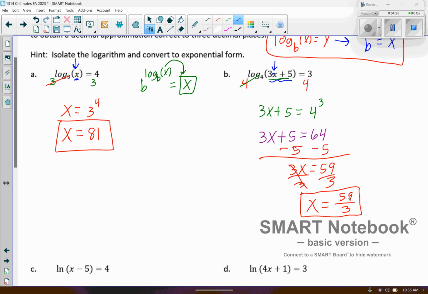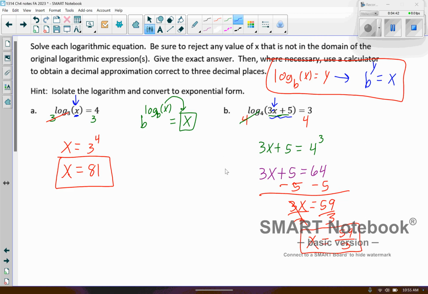Just a quick check, you can tell by a positive times a positive plus a positive, there are no issues. Like I said, these first couple we shouldn't have any problems, but later on we might run into one or two problems where the solutions do not work. That's what they were alluding to up here about rejecting values that are not within the domain.